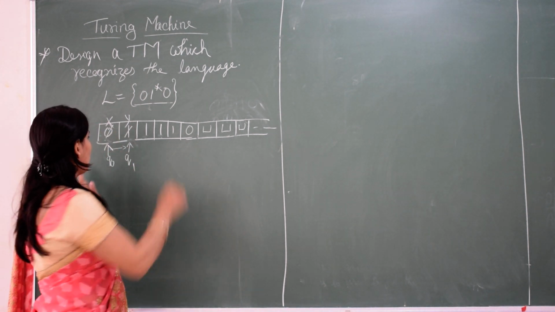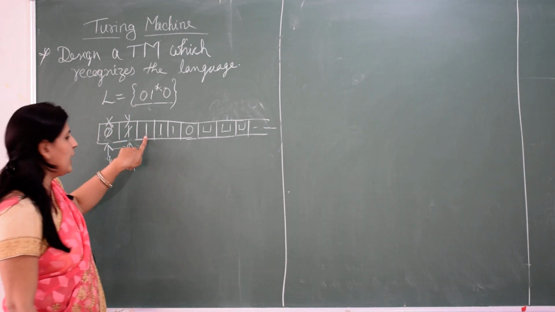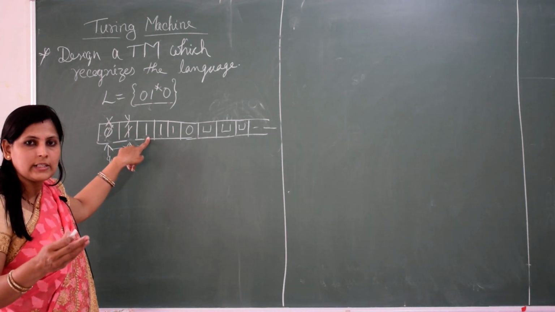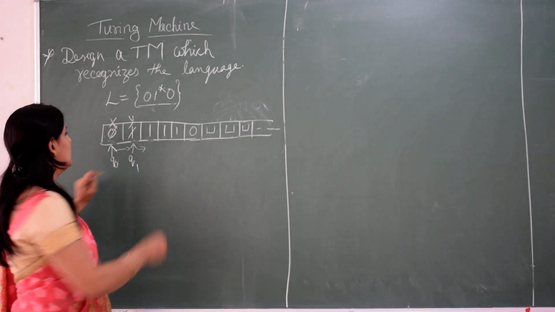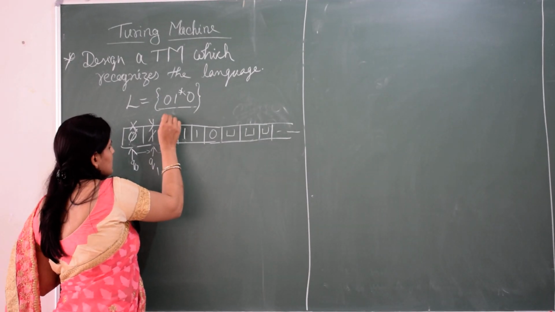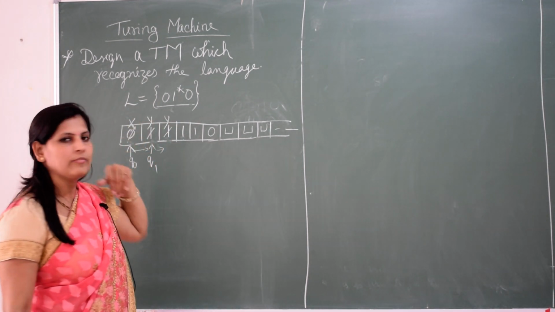Next, after updating, I will move right. When I move right, again I have the same 1. Since it is the same character, the same alphabet, I will change it to the same symbol. The next symbol I have taken is Y.